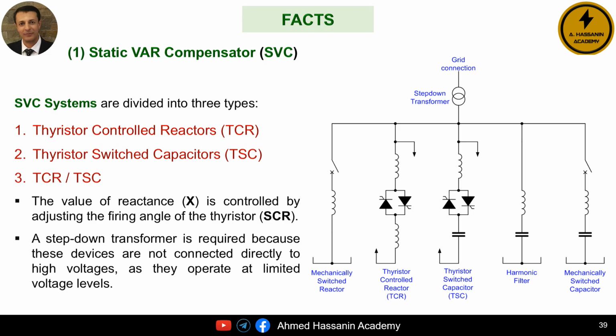It is also important to understand that Static VAR Compensator, SVC, devices, or flexible AC transmission system, FACTS devices in general, are not connected directly to high voltages because they operate at limited voltage levels. That is why we usually observe the presence of a step-down transformer between the high-voltage transmission lines, or the electrical network in general, and the Static VAR Compensator SVC devices. However, the traditional devices we discussed a few minutes ago, such as Shunt Reactors, are directly connected to high-voltage levels.